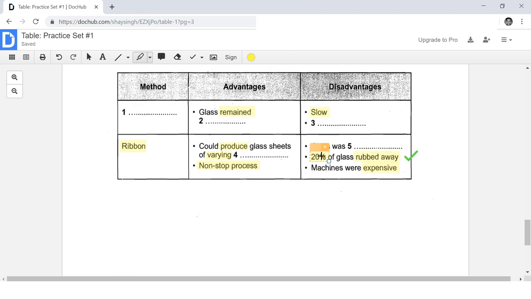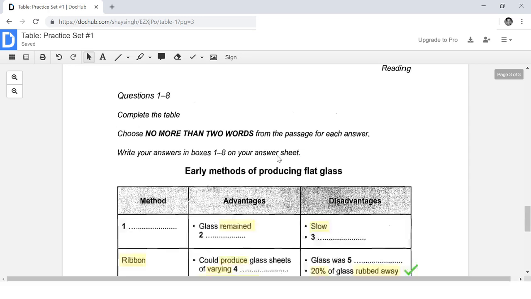So now let's look at what the question is asking for, and let's see if we can answer these two questions here. Number 4 says that the ribbon method could produce glass sheets of varying what? Varying what? This is going to be a noun.